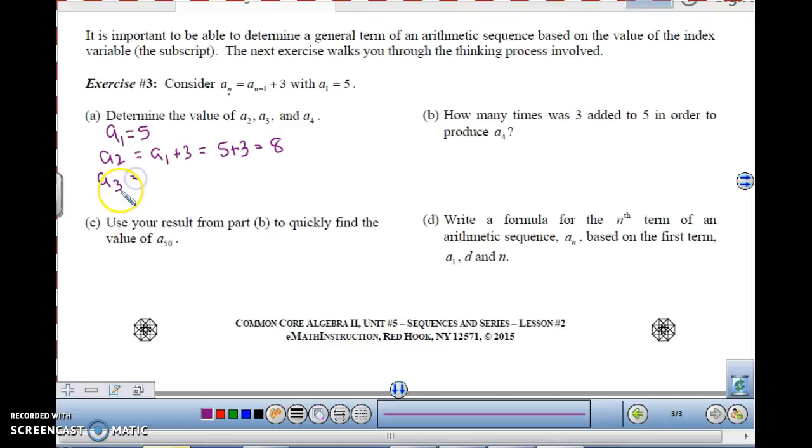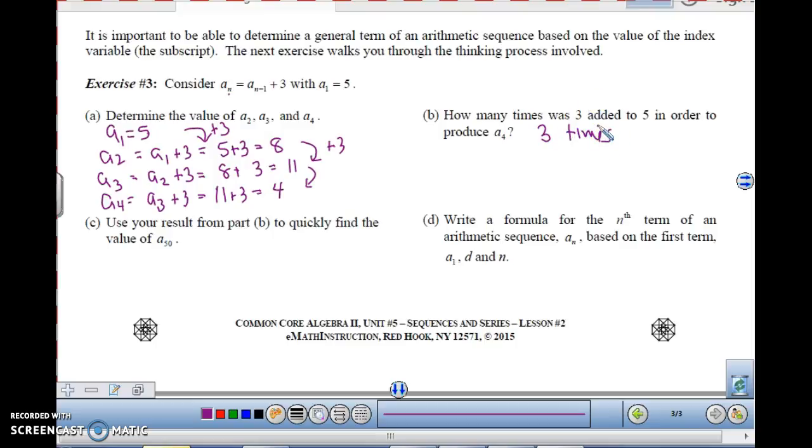So the previous term to a3 would be a2, add 3 to it. a2 is 8, plus 3 is 11. And then a4 would be the previous term a3 plus 3, 11 plus 3 is 14. So there are my terms of my sequence. Now, how many times was 3 added to 5 in order to produce a4? Well, we started here and got to here. How many times did we have to add 3? We had to add 3 times.